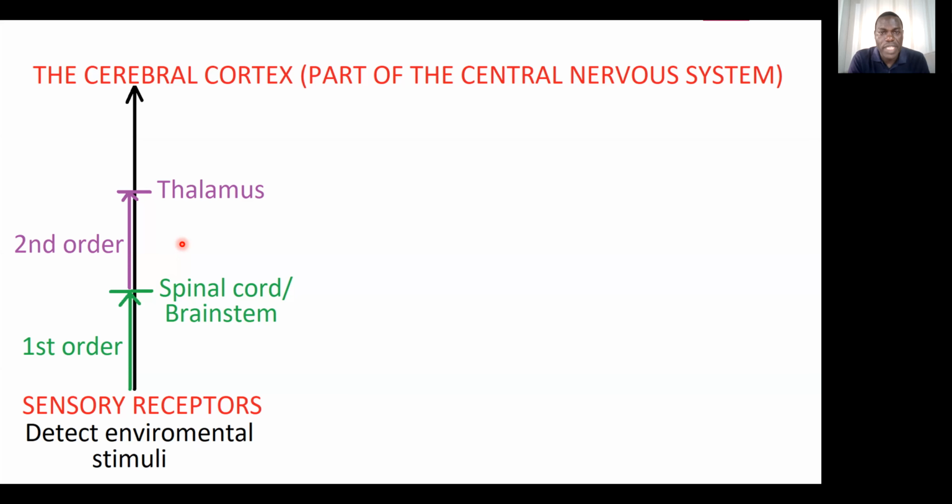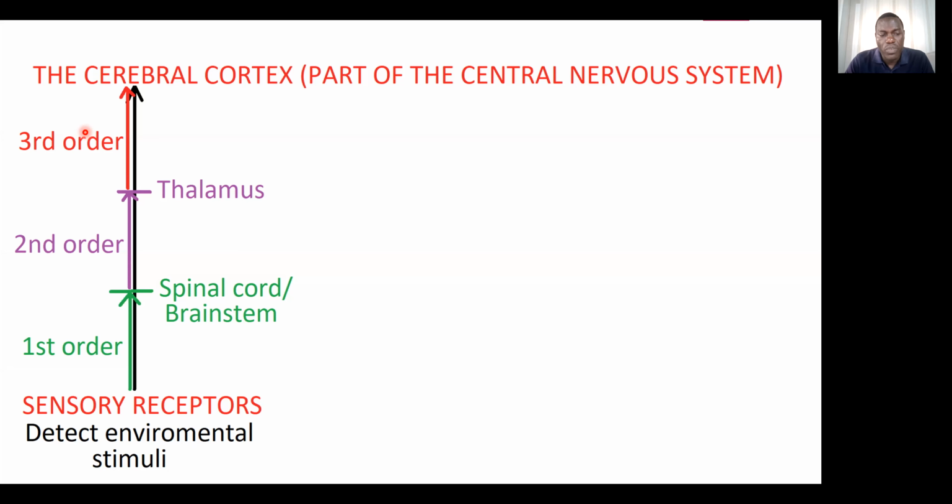So one thing I want you to note about the second order sensory neuron is that it decussates. The second thing I want you to note is that the second order sensory neuron reaches a region in the brain we call the thalamus. Again, we'll be defining shortly what the thalamus is, but for now, let's leave it at that. From the thalamus, there is a third order sensory neuron. The third order sensory neuron arises from the thalamus to the cerebral cortex. We can call that thalamocortical projection. A third order sensory neuron is a thalamocortical projection from the thalamus to the cerebral cortex.